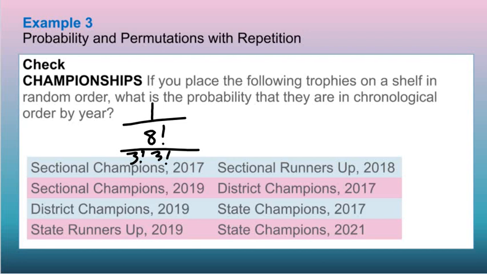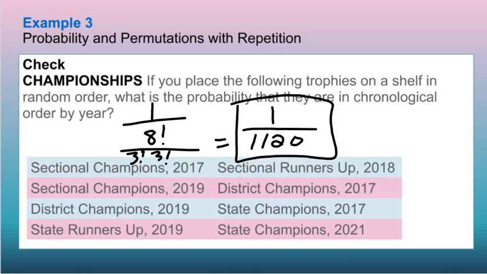So 8 factorial divided by 3 factorial divided by 3 factorial is 1,120. There's only one way to put it in the exact order here. So you would have 1 out of 1,120.